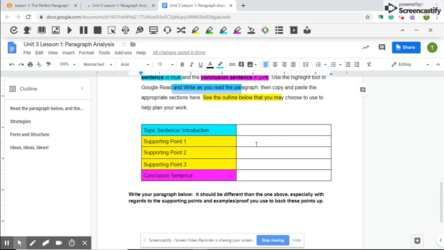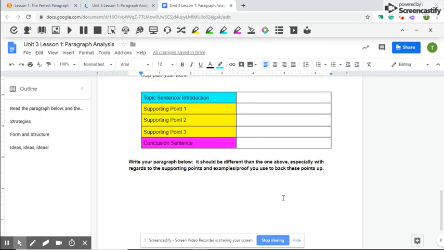After you've done that and you've copy and pasted that here, you're going to rewrite the paragraph. Hopefully you're going to rewrite it and make it a little better. It should be different than the one above, especially with regards to supporting points and examples and proof that you use to back these points up.